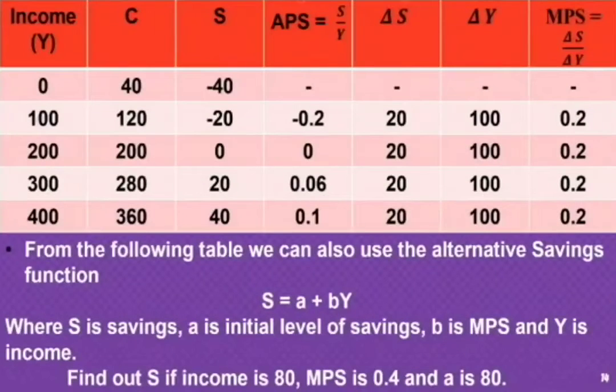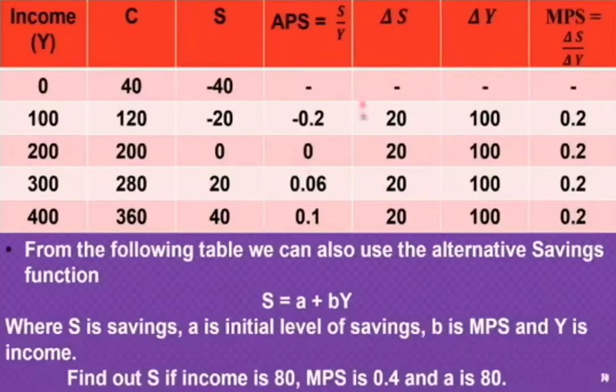So we have a similar table here, once again derived from the previous propensity to consume. We have income here 0 to 400, we have consumption here 40 to 360, we have savings minus 40, minus 20, 0, 20 and 40. So with these values, first we will find out APS and then we will move on to MPS. So APS, as we discussed in the previous slide, is S divided by Y. So savings divided by Y, so minus 40 divided by 0, it's infinite. Minus 20 divided by 100 is minus 0.2. 0 divided by 200 is 0. 20 divided by 300 is 0.06 and 40 divided by 400 is 0.1.